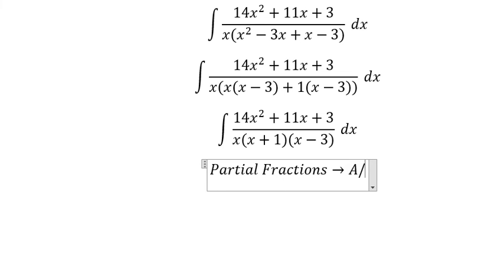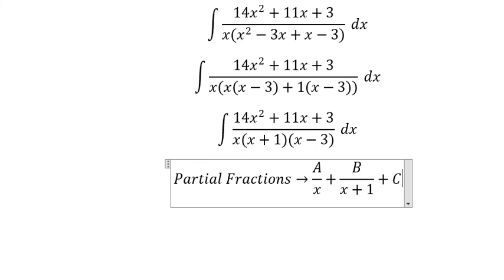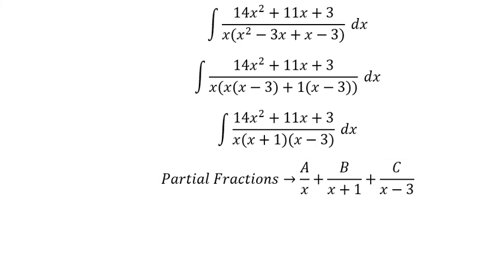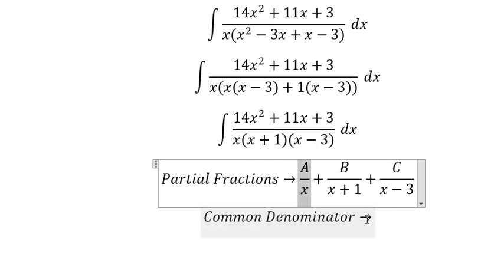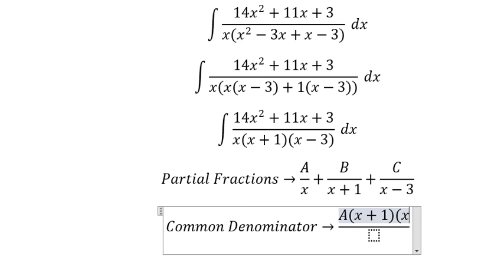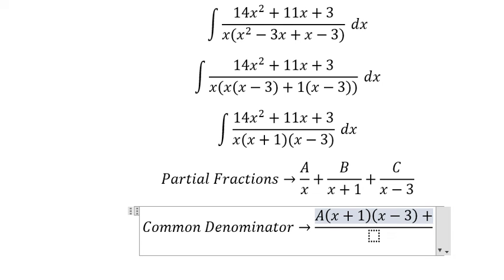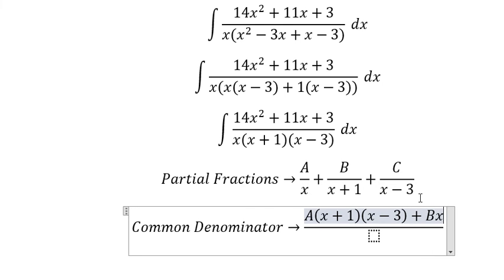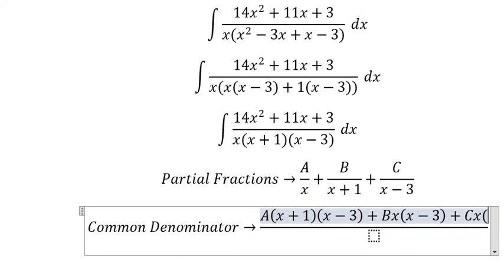So I will put A over s, B over s plus number 1, C over s minus number 3. And now we do common denominator. About this one, it is missing s plus number 1 and s minus number 3. So capital A multiplied by this one. About B, it is missing s and s minus number 3. About C, it is missing s and s plus 1.